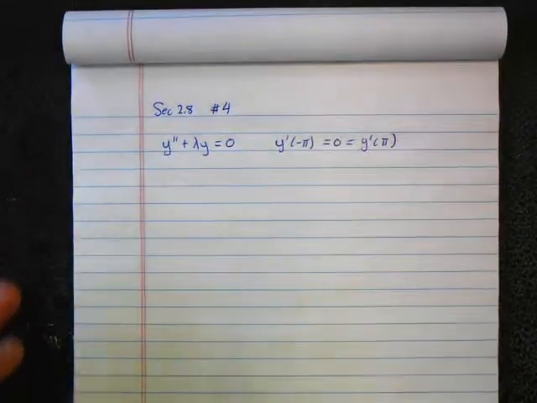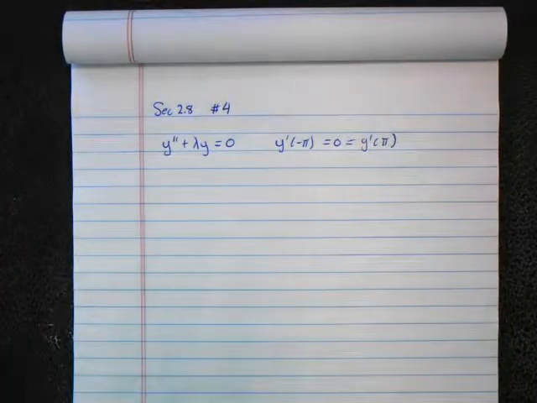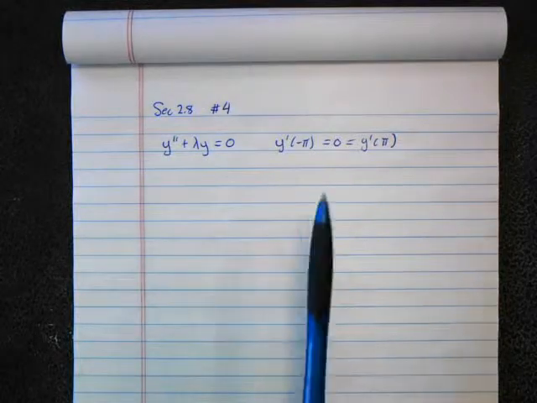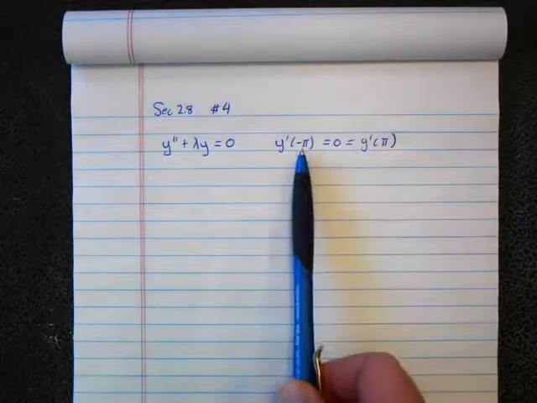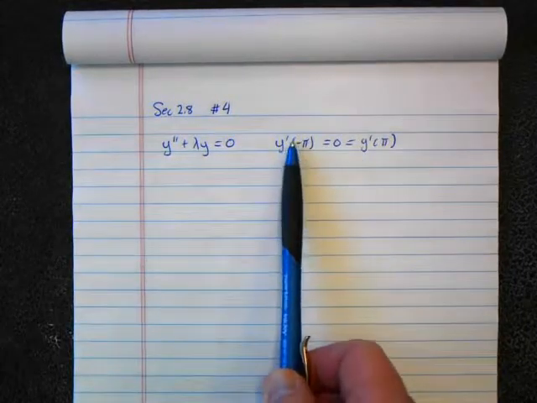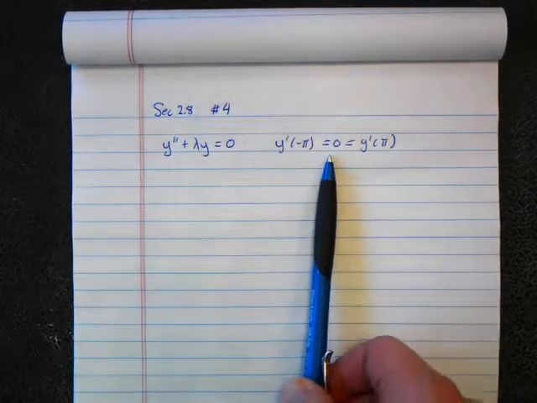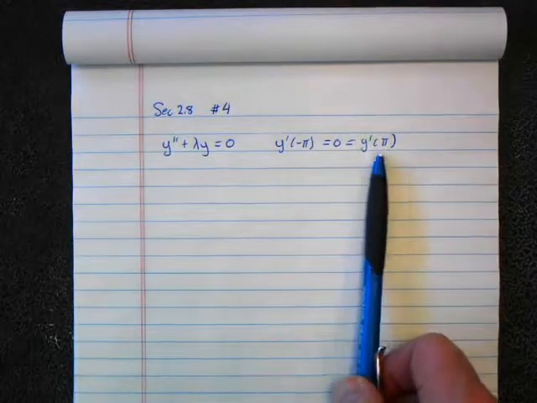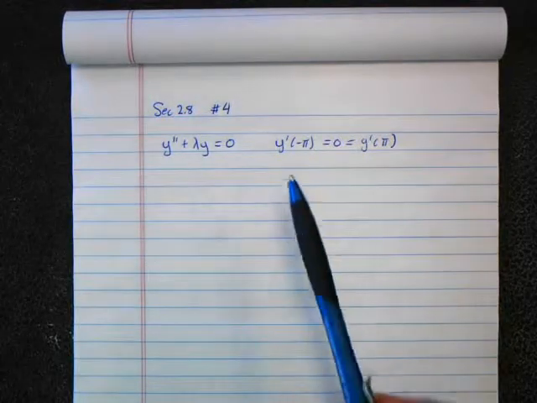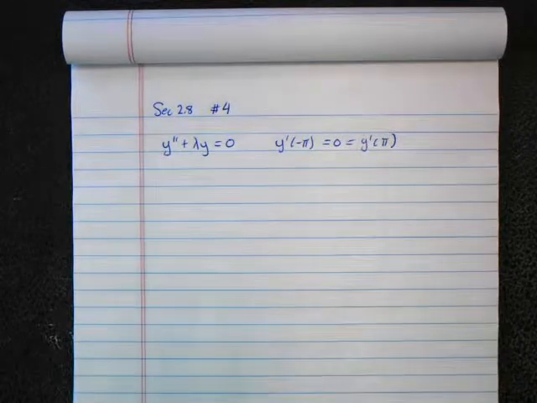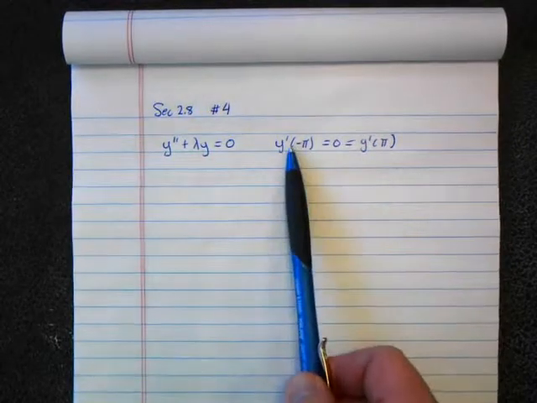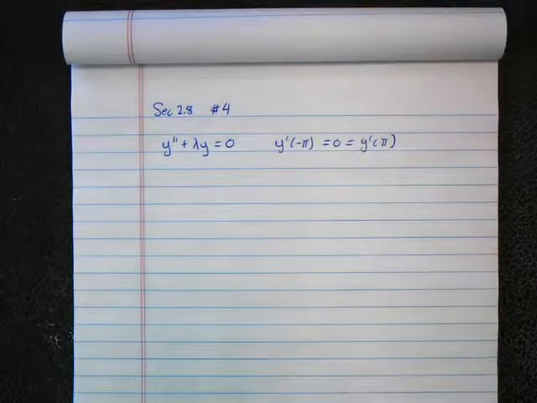Okay, so this is section 2.8, number 4. We have y double prime plus lambda y equals 0. We have two conditions. Again, they're endpoints because they're at different spots. y prime of negative pi equals 0 and y prime of pi equals 0. So sometimes your initial conditions just have y, but other times they have y prime. And you can have one of each, too. You could have a y at this end and a y prime at that end. That can all happen. Oh, negative. Yeah, y prime at negative pi. So there are two different conditions there.